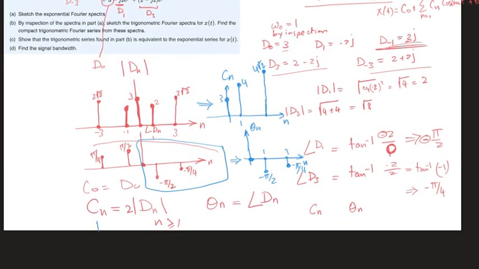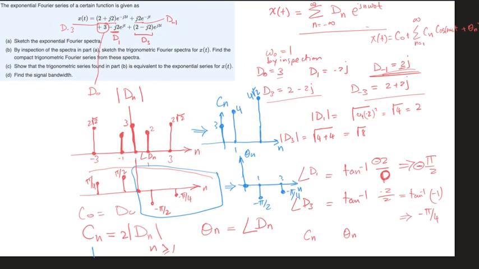Bandwidth, I want to write it within the white space. Bandwidth is equal to the largest, max n minus min n, and then this whole thing is multiplied by omega naught. Don't forget that. But here in our case, omega naught is equal to 1.